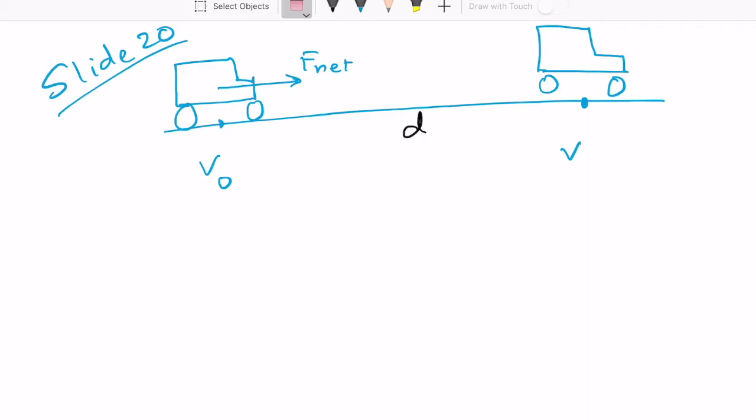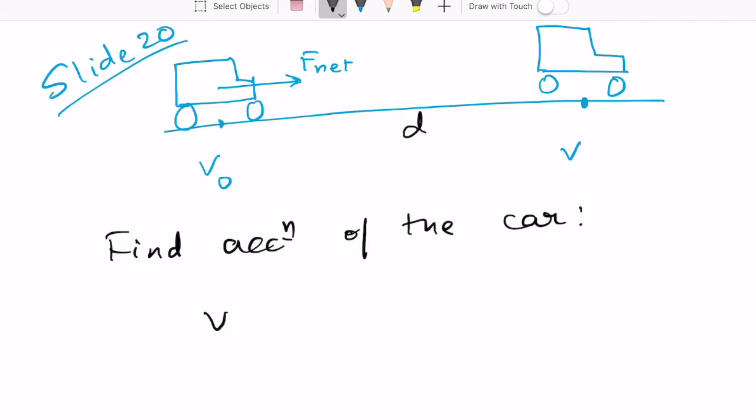All right, so let's first calculate the acceleration of the car. For this, you can just use the third kinematic equation. You know the final velocity and the initial velocity, and you know the distance. So you have to find the acceleration of the car.